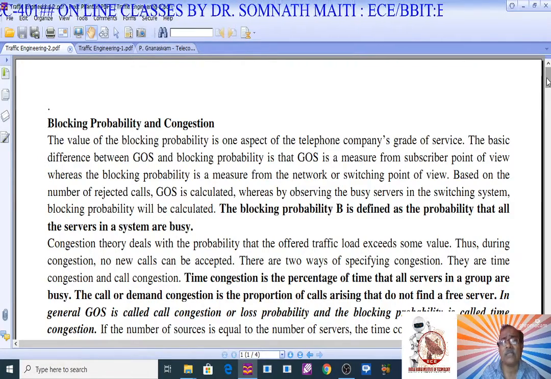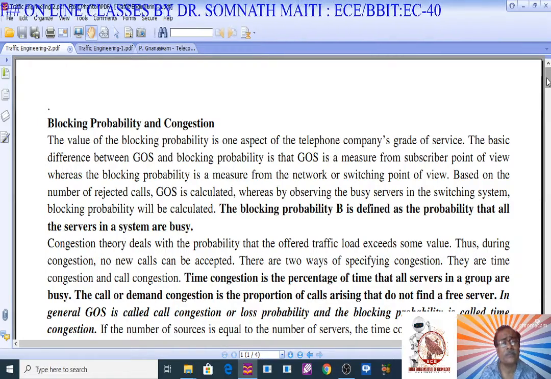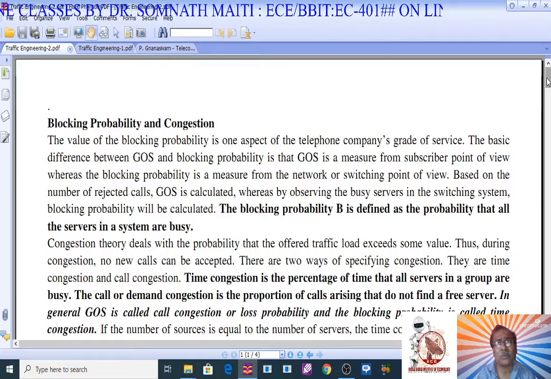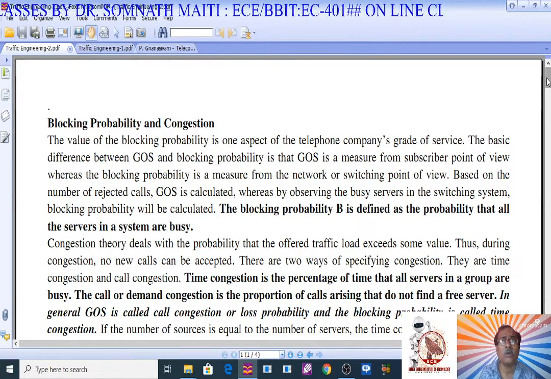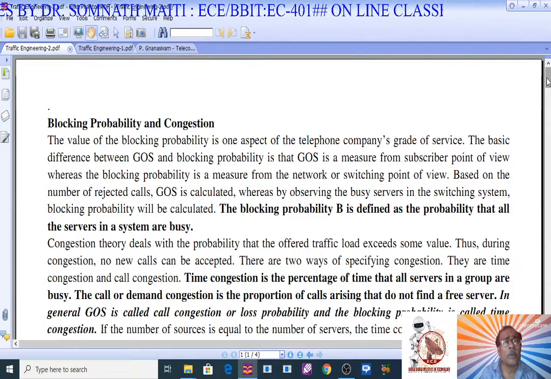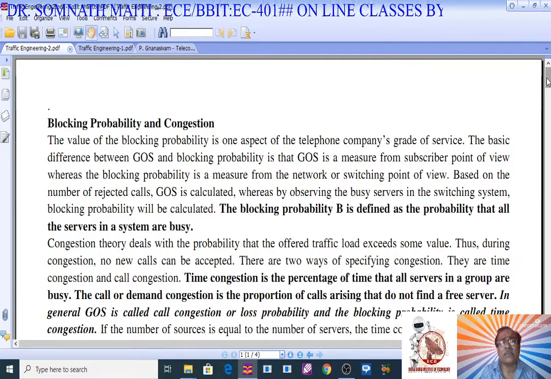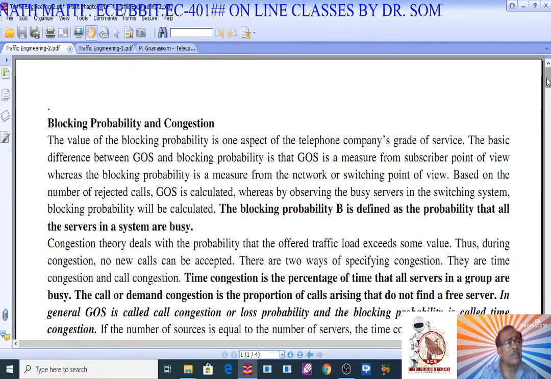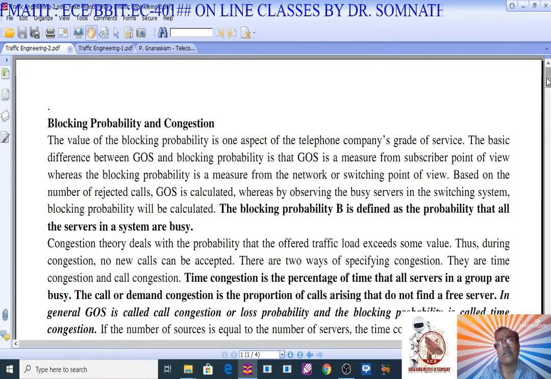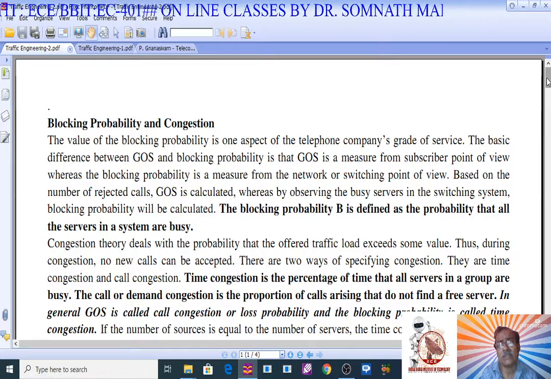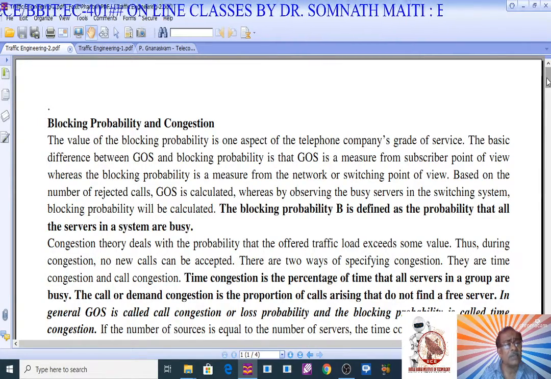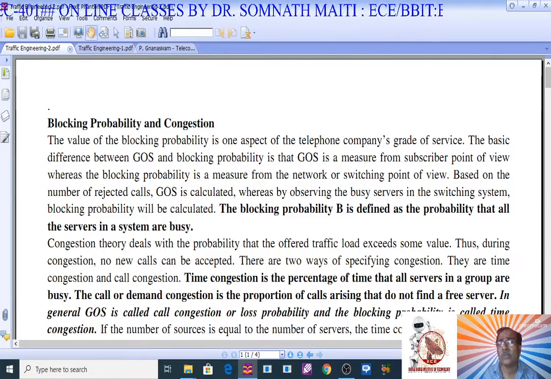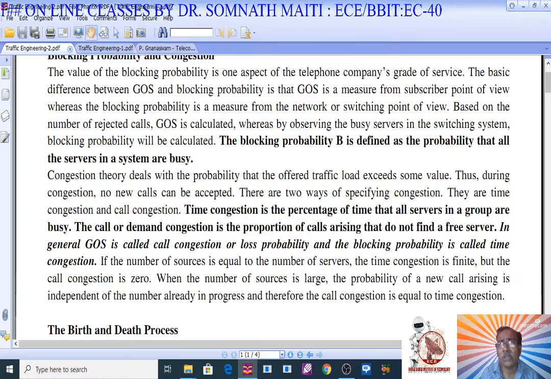There are two ways to specify congestion. Number one, there are time congestion and call congestion. Time congestion is from the point of view of the exchange, and call congestion from the point of view of the subscriber. The time congestion is the percentage of time that all servers in a group are busy, or the exchange is totally busy throughout the day. The call or demand congestion is the proportion of calls arising that do not find a free server. That means some calls originated are lost. In general, GOS is called call congestion or loss probability, and blocking probability is called the time congestion.